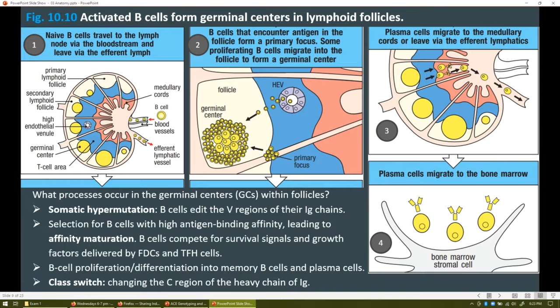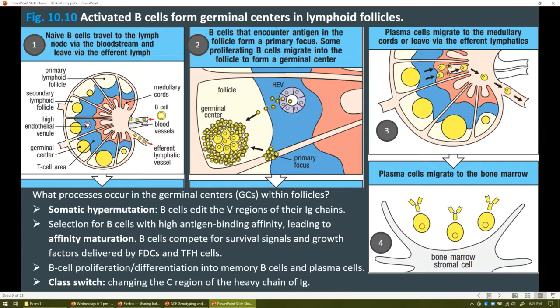Then it's going to go try to find antigen again. Well, if it made a B receptor that is higher in affinity, it's going to be able to find antigen without problem. It's going to take up that antigen, present it again to a T cell, and receive more cytokines and more growth signals and more survival signals from those T cells.